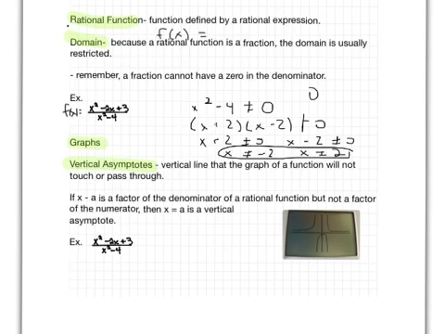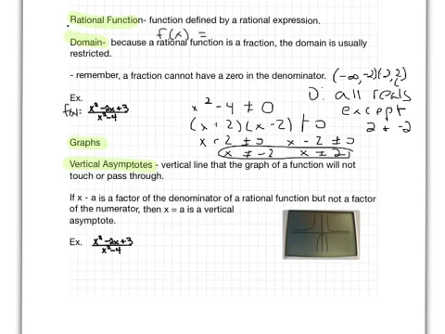So my domain, if I want to write it correctly, would be all reals except 2 and negative 2. Okay, is one way to write it. We can also write it in interval notation. If we wanted to write the interval notation, I would have from negative infinity to negative 2, negative 2 to 2, and then 2 to infinity.